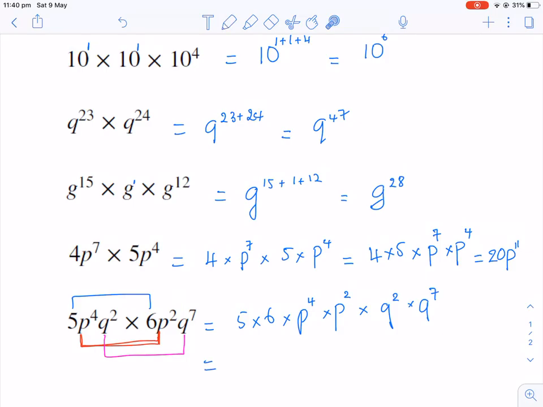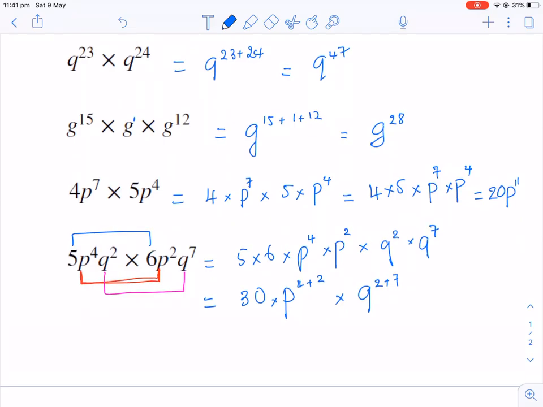And it's equal 5 times 6 is 30. P to the power 4 times P to the power 2, or P squared. Using the index law, you're going to keep the base, which is P, and then add all the indices. So P to the power of 4 plus 2, and times Q to the power of 2 plus 7, using the first index law as well. And your answer is 30 P to the 6 Q to the 9.